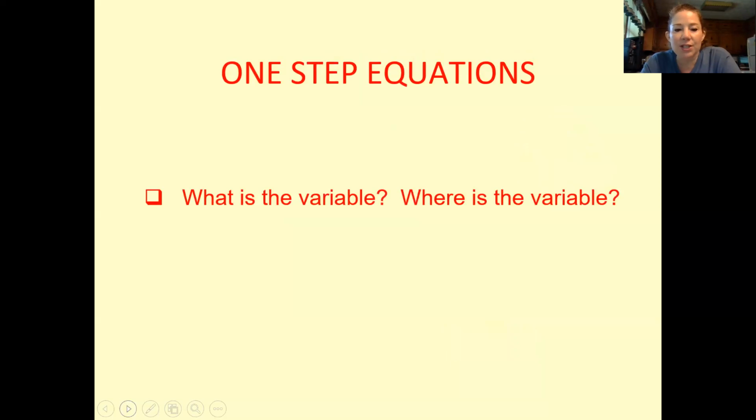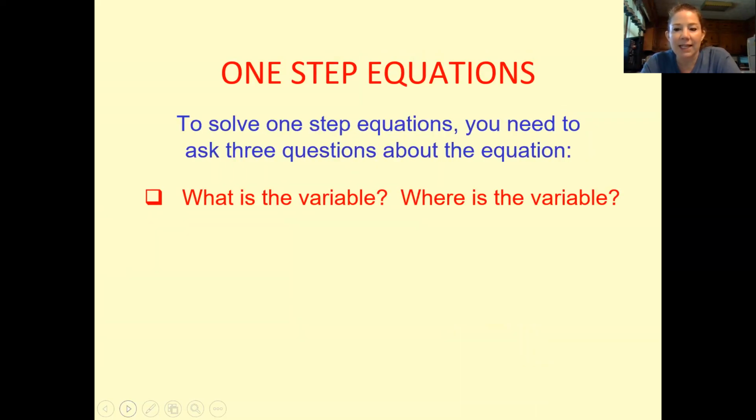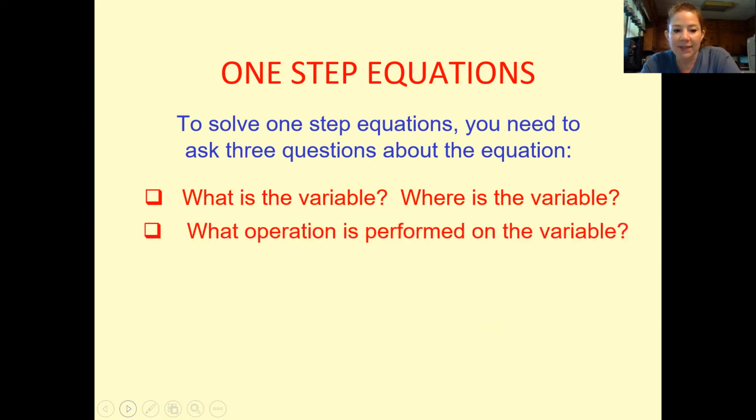So when you're solving equations, the first thing you want to ask yourself is, what is the variable? And even a better question would be, where is the variable? On which side of the equal sign is the variable? The second thing, what operation is being performed to the variable or on the variable? So 3x means the x is being multiplied by 3, right?